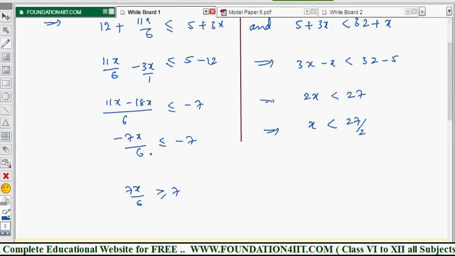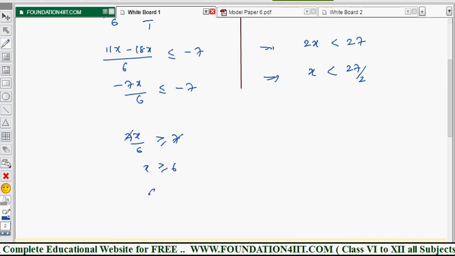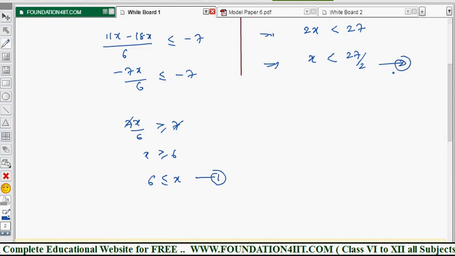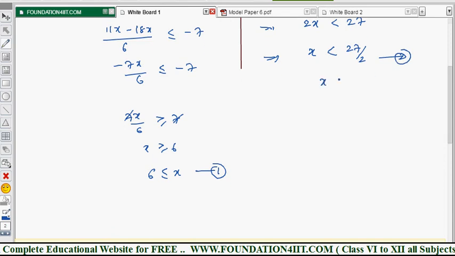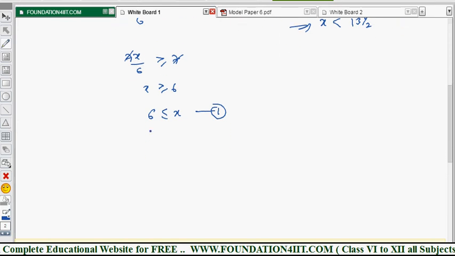Whenever you multiply by the minus sign on both sides, you change the inequality sign also. Less than or equal to becomes greater than or equal to. 7 and 7 cancel, then x is greater than or equal to 6, that is 6 is less than or equals to x. That is the first one, and this is the second: x is less than 27 by 2, that is 13 and half. By combining equation 1 and 2, we get 6 is less than or equal to x and x is less than 13 1 by 2.